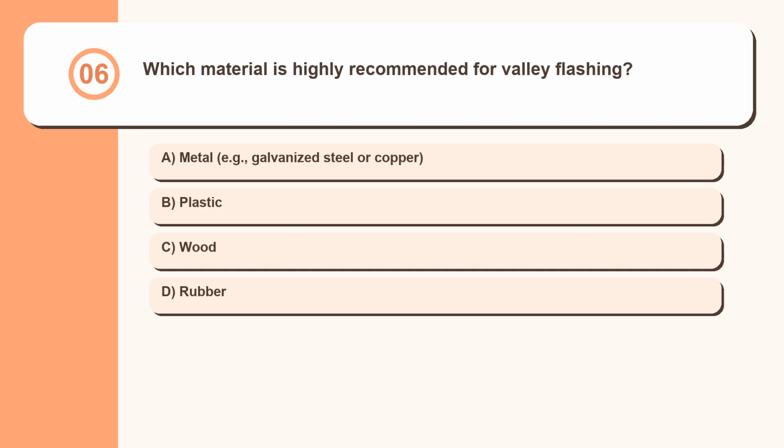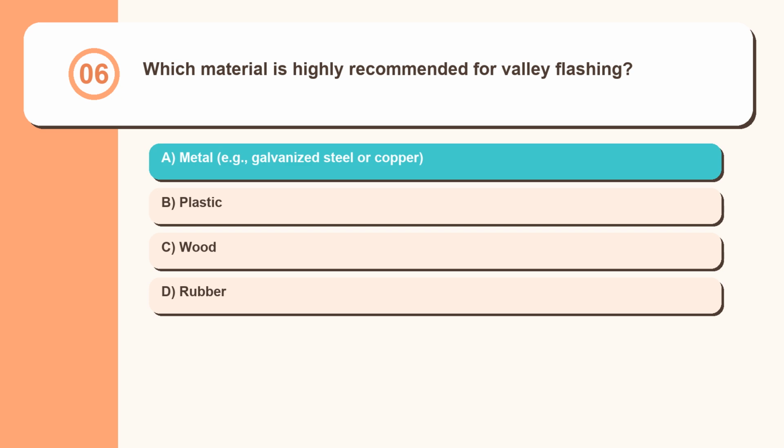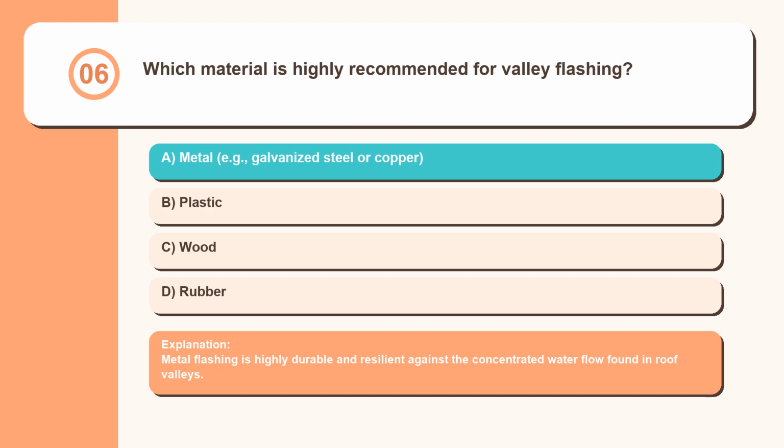Question 6. Which material is highly recommended for valley flashing? Metal, for example galvanized steel or copper; plastic; wood; rubber. Metal flashing is highly durable and resilient against the concentrated water flow found in roof valleys.